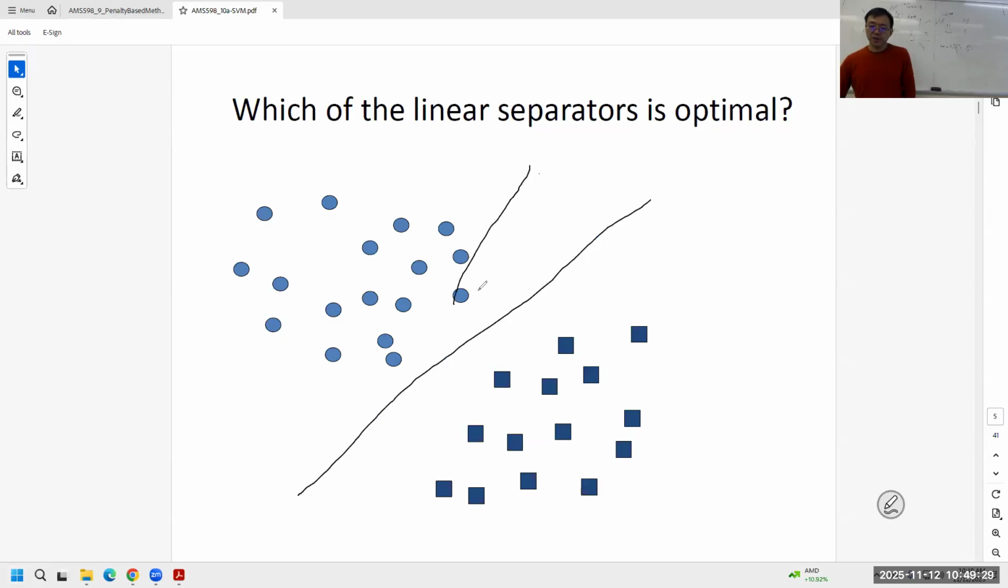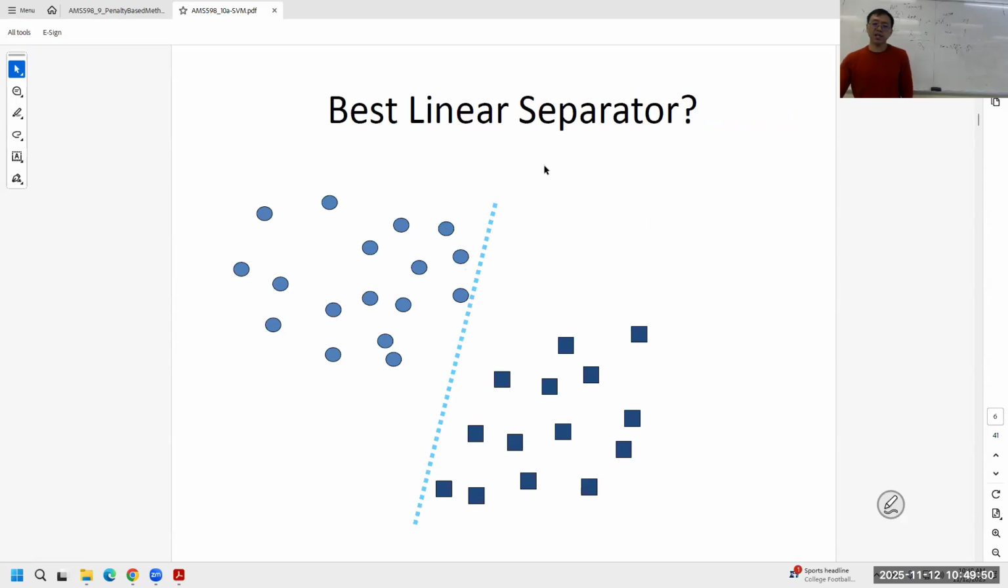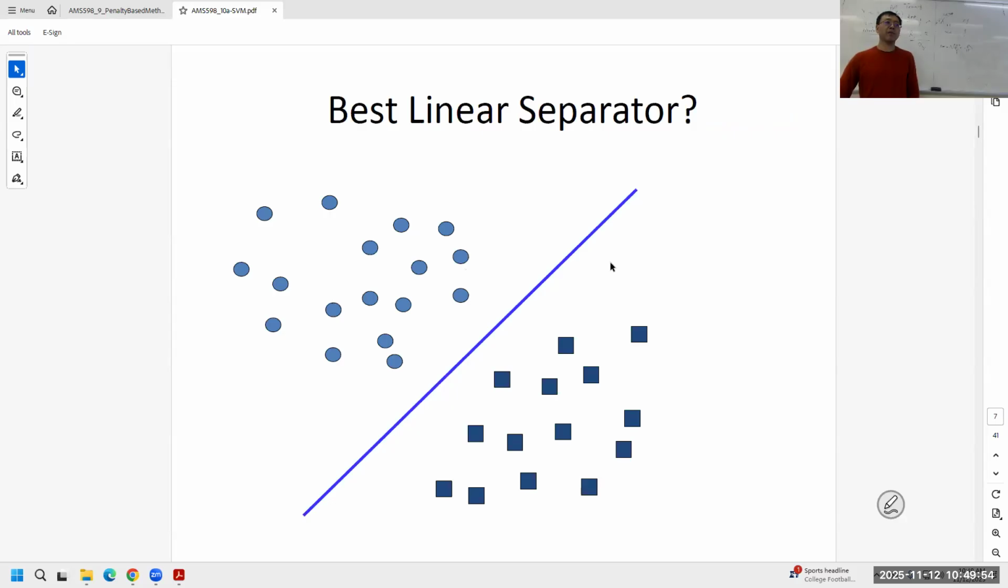If I draw this as line 1 and this as line 2, intuitively you will see line 1 is better than line 2, right? Because somehow you feel line 1 separates the two classes better than line 2. So what is the intuition behind it? This is not the best separator, and this one looks better, okay?